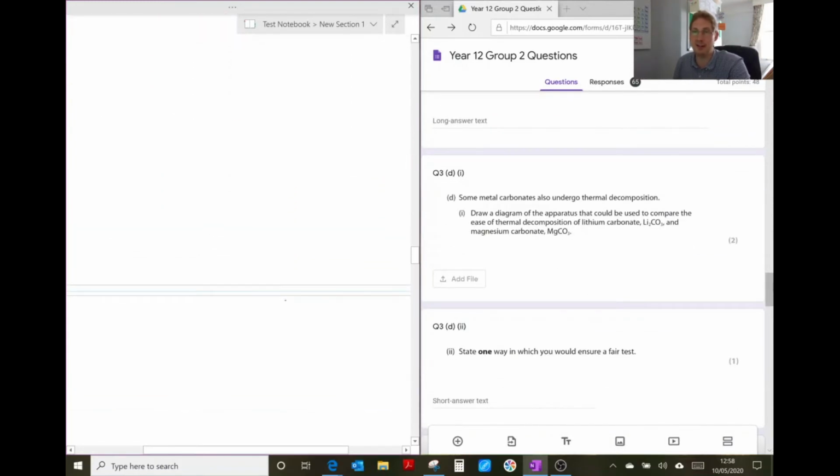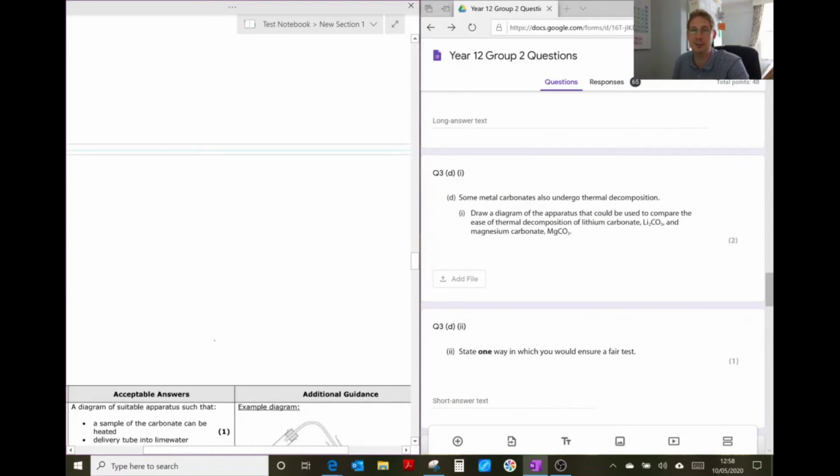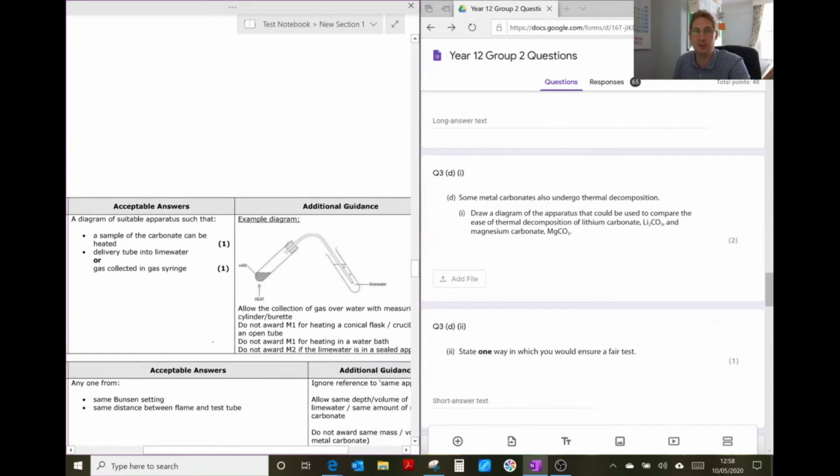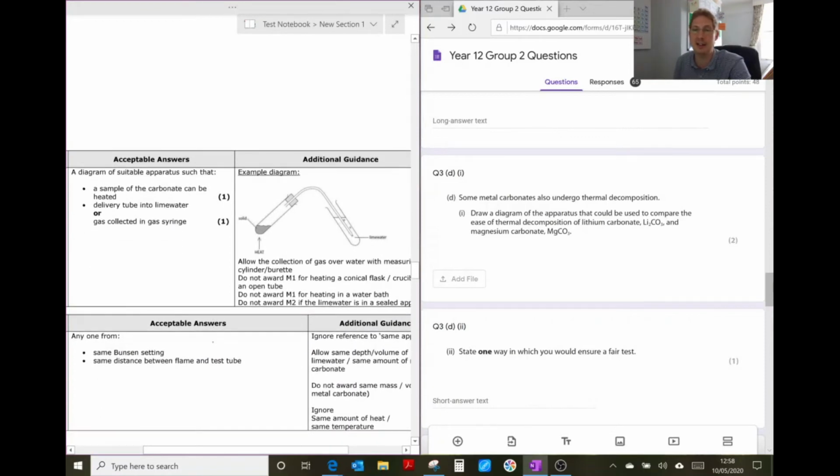Draw a diagram of the apparatus that could be used. Compare the ease of thermal decomposition of lithium carbonate and magnesium carbonate. Again, this was in the video. I highlighted how regularly this is asked. Some people had obviously never encountered this practical.